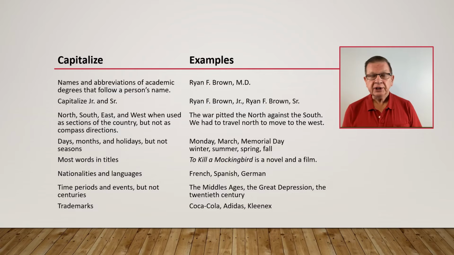Capitalized Junior and Senior. Examples: Ryan F. Brown, Jr., Ryan F. Brown, Sr. North, south, east, and west when used as sections of the country, but not as compass directions. Example: the war pitted the North against the South, but we had to travel north to move to the west. Days, months, and holidays, but not seasons. Example: Monday, March, Memorial Day, but winter, summer, spring, fall.